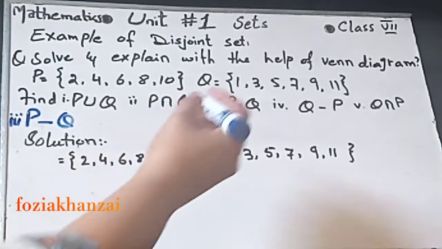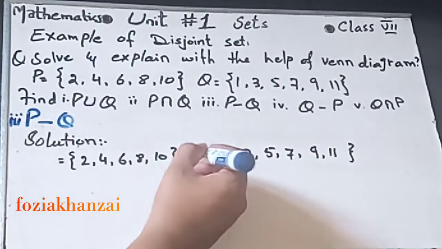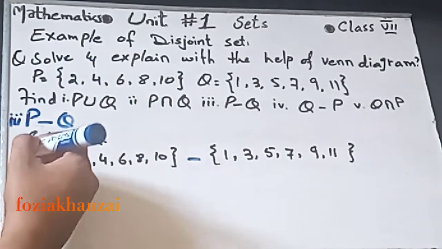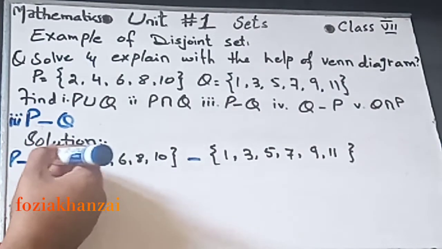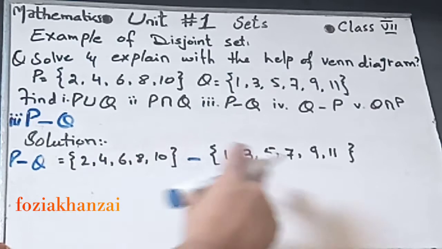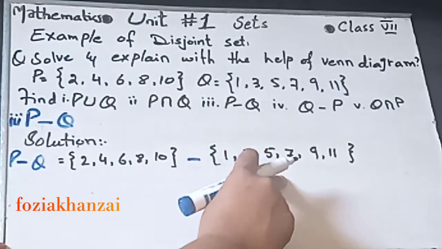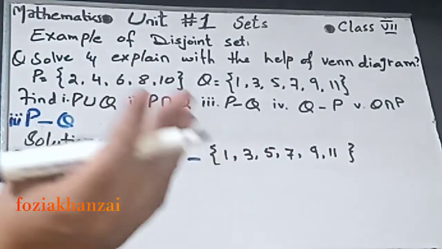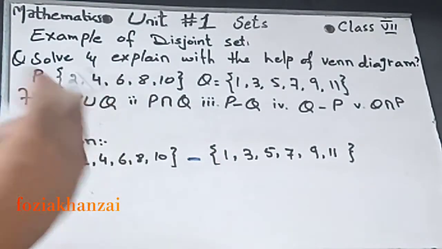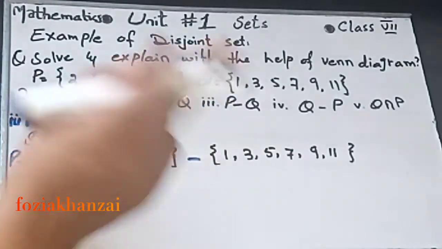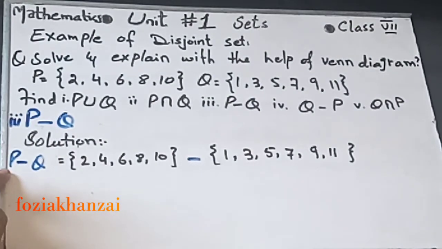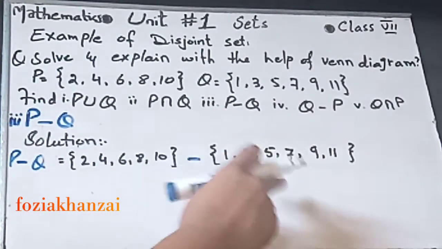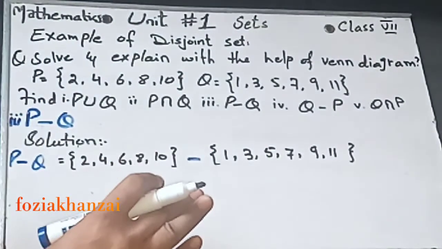Third part, P difference Q. Put the difference sign. P difference Q: elements of set P, elements of set Q. Now, if we have common elements, the same element, we cut the same element. The remaining elements of the first set are P difference Q. The method to find P difference Q is to cut the same elements if we have them.